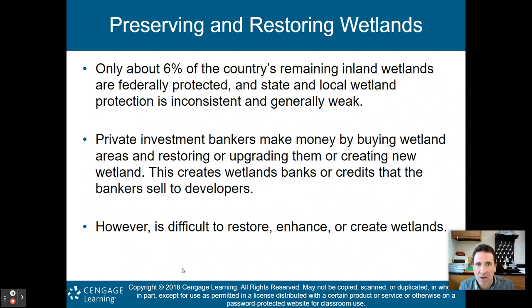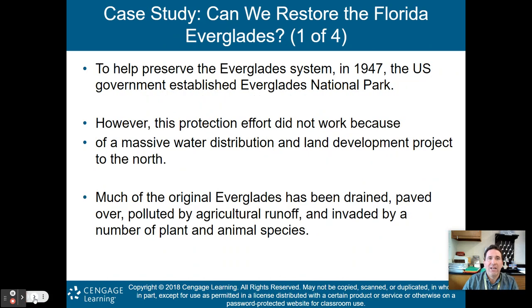Only about 6% of the country's remaining inland wetlands are federally protected, and state and local wetland protection is inconsistent and generally weak. Private investment bankers make money by buying wetland areas and restoring or upgrading them or creating new wetland. This creates wetland banks or credits that the bankers then sell to developers. So again, this is a way of using a monetary incentive to help restore our wetlands. However, wetlands are difficult to restore, enhance, or even create. So as always, using that precautionary principle, when we begin to see the wetlands go away, we need to take action now and not wait until they have all disappeared, because again, they are difficult to restore.